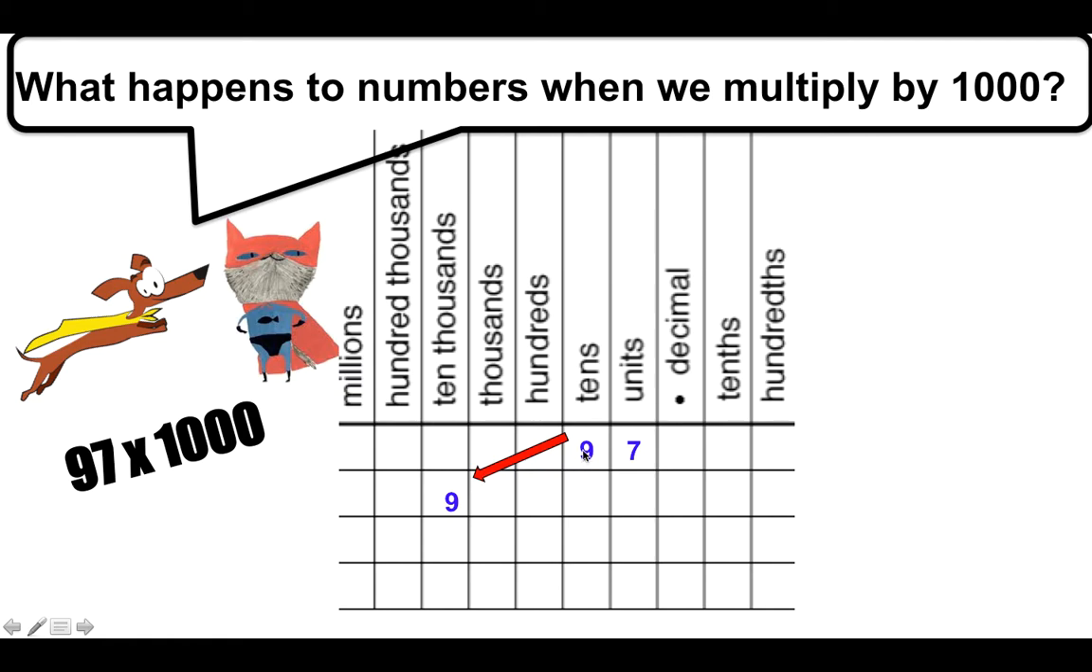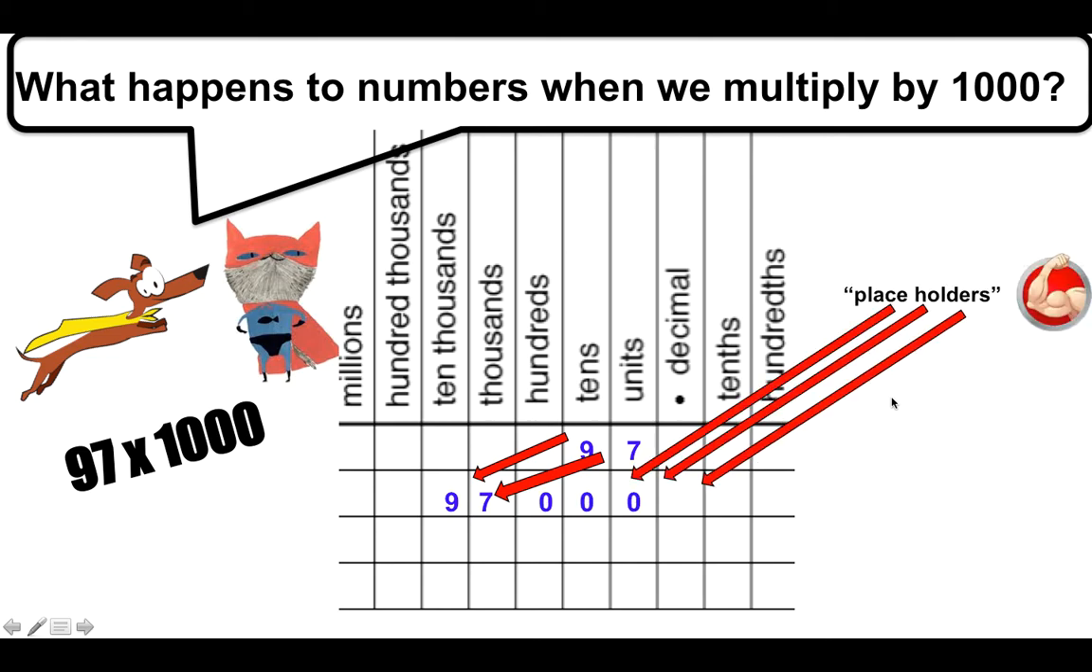So the 9 is going to move 1, 2, 3 places to be in the 10,000s column. The 7 is going to move 1, 2, 3 places to be in the thousands column. And what do we need to put here? Well, we need to put, of course, our 1, 2, 3 placeholders. There they are, nice and strong, holding what was 97 in place, so that it is now 97,000.